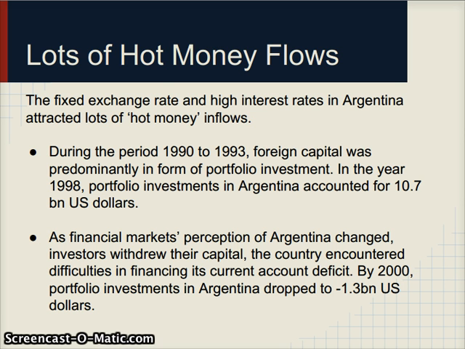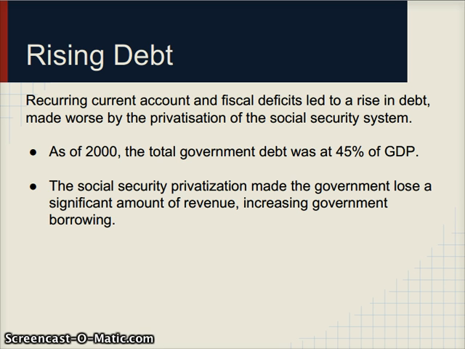So money was leaving. At the same time, there was a lot of rising debt in Argentina. Because they had current account deficits and fiscal deficits, and the government was running fiscal deficits, that led to a rise in debt. And that was made worse by the privatization of the social security system. So by 2000, total government debt was 45% of GDP. And also the social security privatization made the government lose a lot of revenue, increasing government borrowing. So government debt continued to rise. And the more debt you have, the more risk of a crisis you typically have, because it's a sovereign crisis.